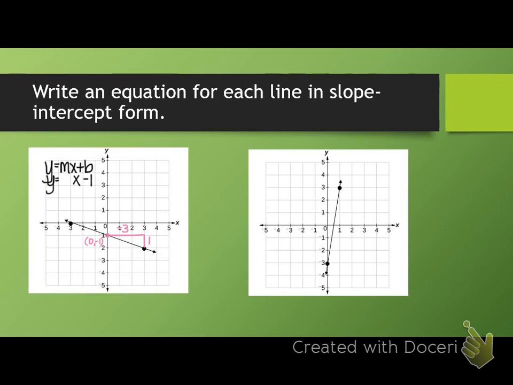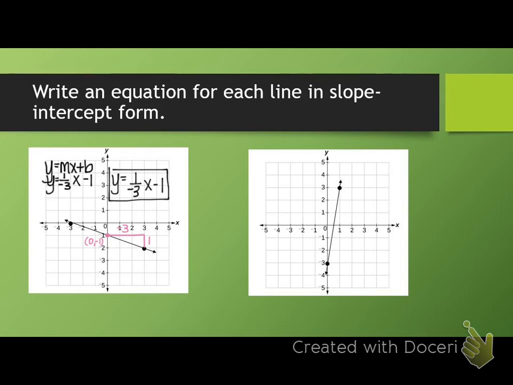Now, the only thing left for me to do is write down my rise over my run. What number represents my rise? 1. And what number represents my run? Negative 3. So your final answer is y equals 1 over negative 3, x minus 1. So we followed those steps for graphing. We had to find the y-intercept and the rise over the run.